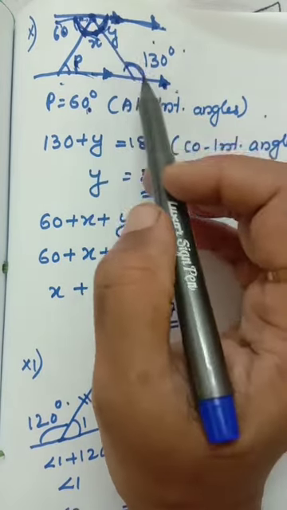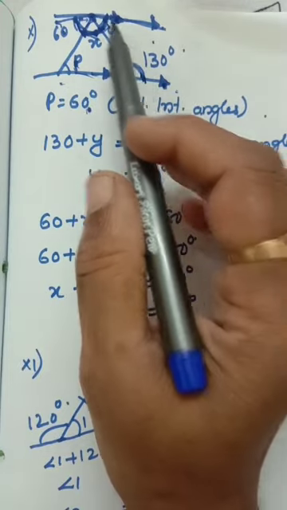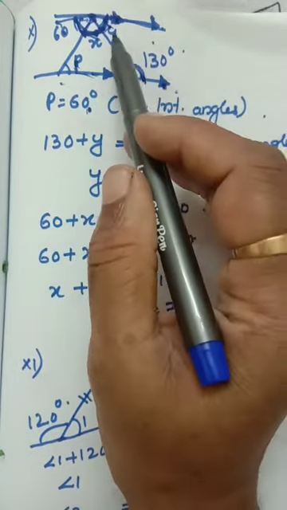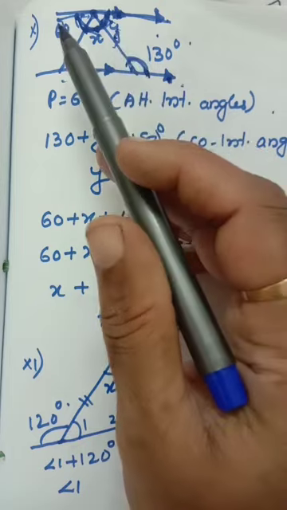This is called co-interior angle, meaning one side, two inside these two parallel lines, inside the same transversal, same side angle. When you add, you will get 180 degree. That is the rule. Introduction part I already told you. 130 plus y equal to 180 degree, that is called co-interior angle. You will get y value equal to 50, p value equal to 60.